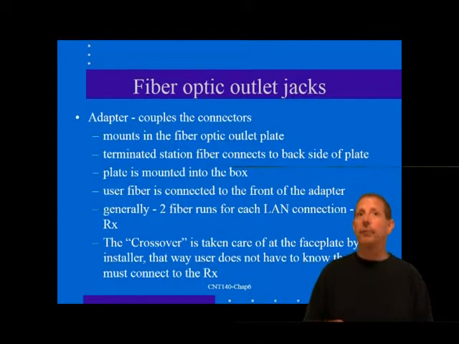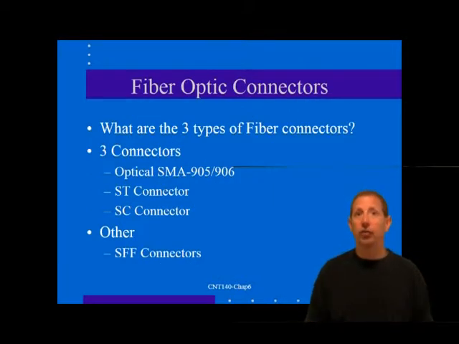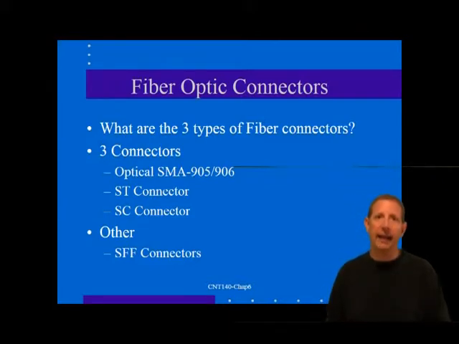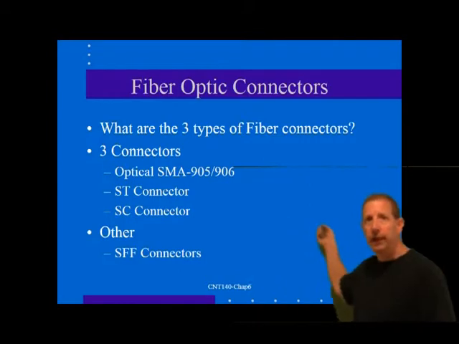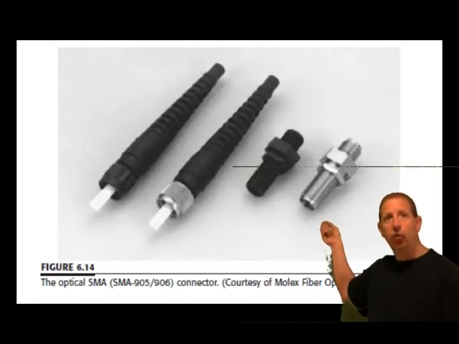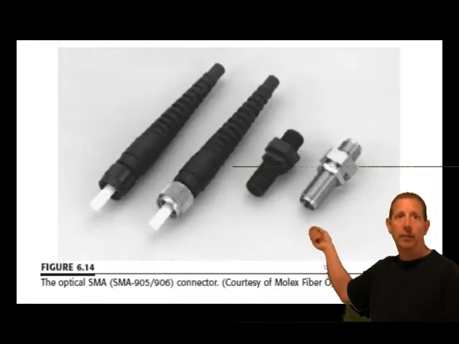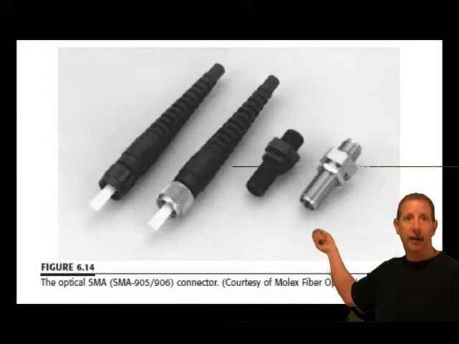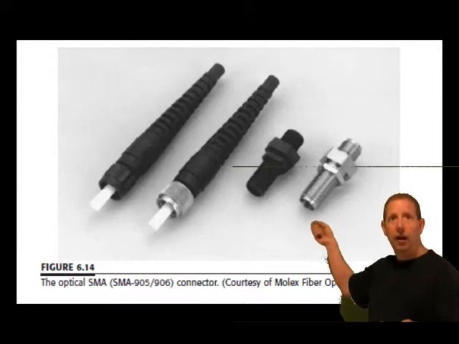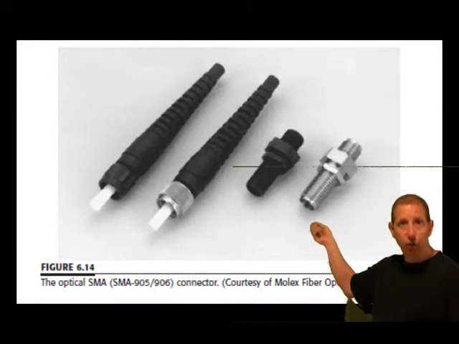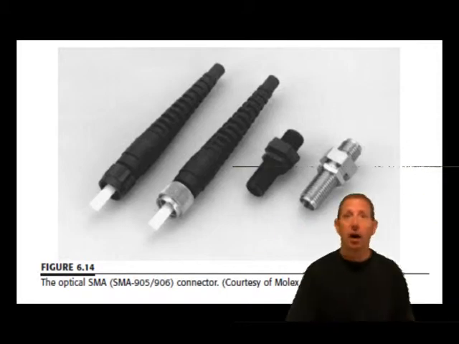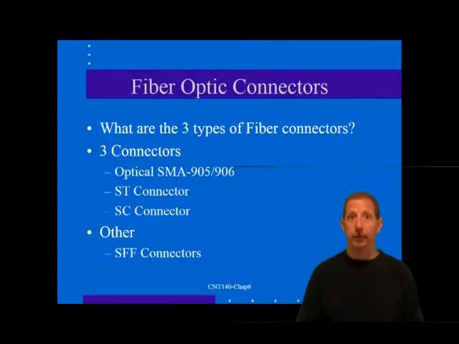Now there are several types of fiber optic connectors. We'll mention three of these that are often used in LAN wiring. The first and one of the oldest is the optical SMA connector, which is shown here behind me. Now this connector is quite similar to the miniature screw-on SMA connector used for RF connections on small diameter coax cables.